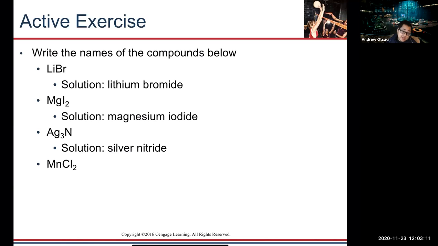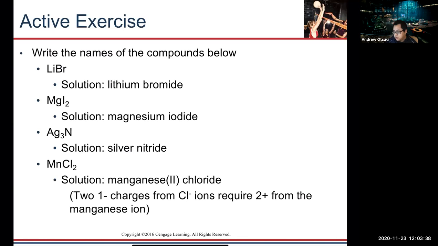First element is manganese, but what charge is the manganese? You can't say manganese chloride because that's an ambiguous name, so that won't work. We know chloride is -1, and we have two of them, so we have a total anion charge of 2 minus. To balance that out, manganese must be 2 plus. So we have manganese(II) chloride right here.